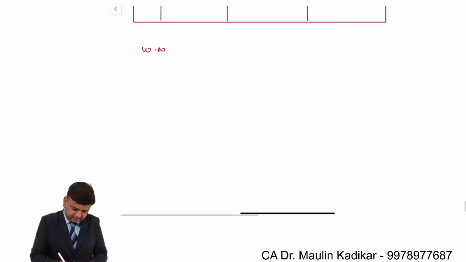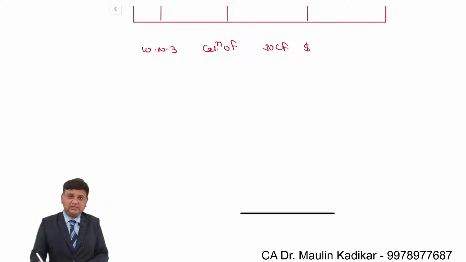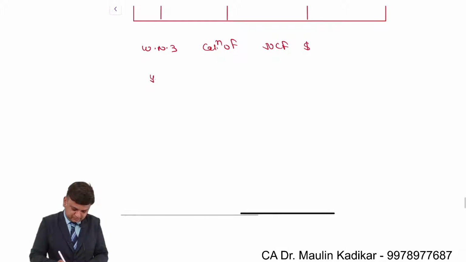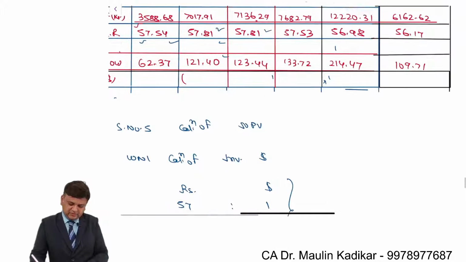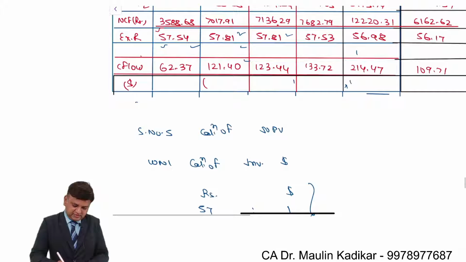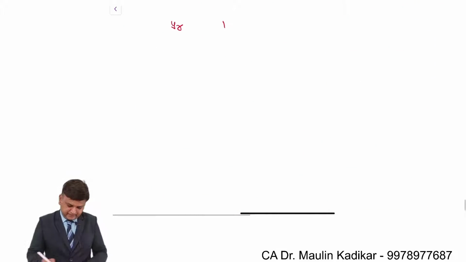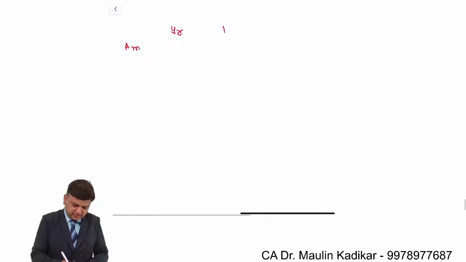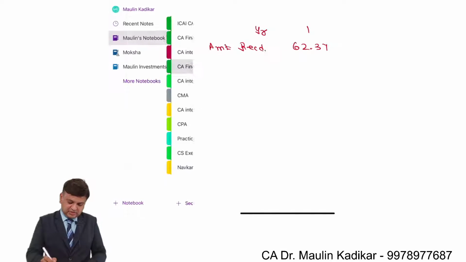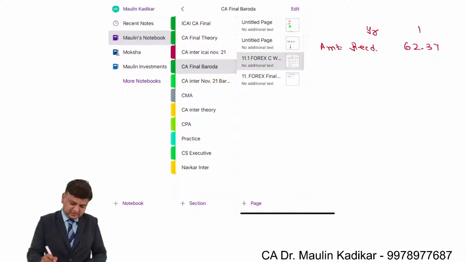Working note number 3, calculation of net cash flow in dollar currency term. As far as year 1 is concerned, what amount have you received from there? You have received an amount of 62.37. So amount received 62.37. On that, say you are required to make the payment of income tax.